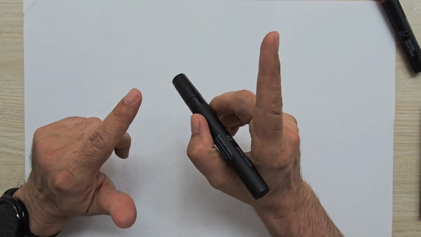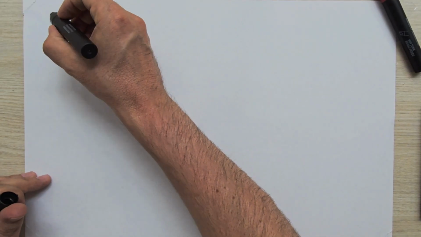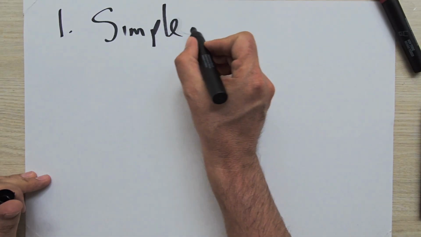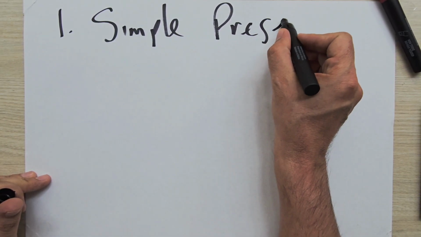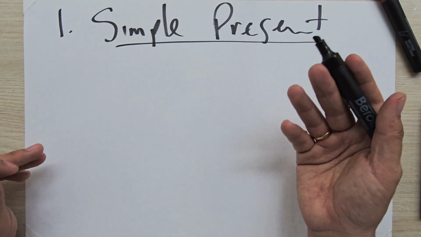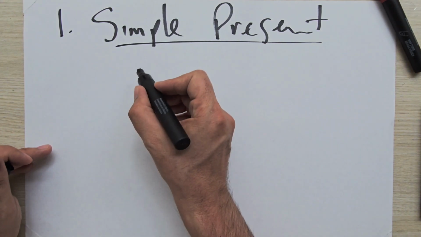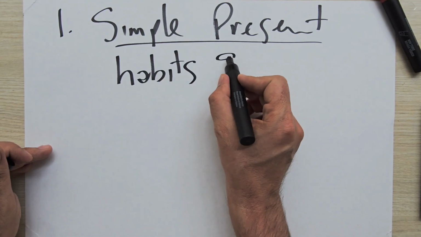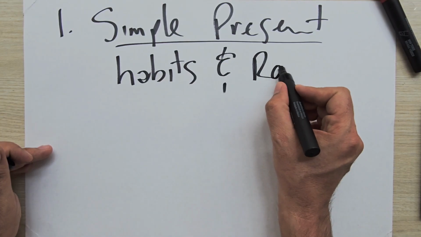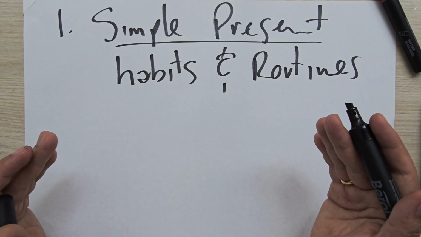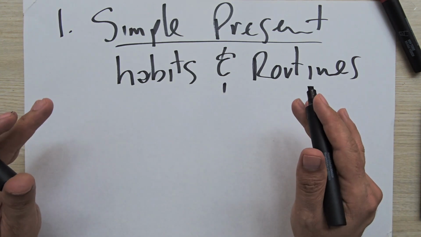Comencemos. Let's get started. The first tense that I would learn if I were you is the simple present. Remember that the simple present is used for habits and routines. We don't really use it for actions in progress. We use it for habits and routines.